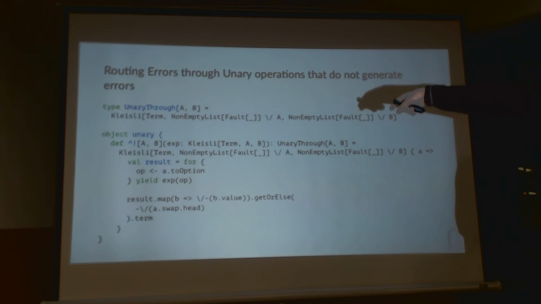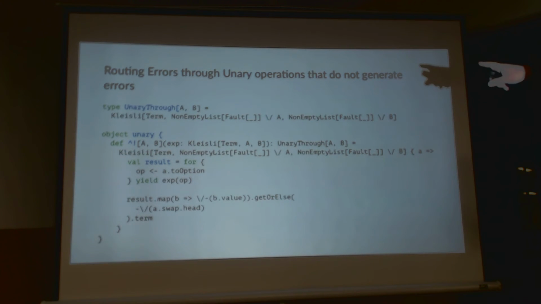So you pass your operation for the library into this function here, exp, Kleisli term A to B. That's your bare function, which doesn't return any errors. And what we're going to do is return a unary through A to B, which is, remember, the version that can have errors coming in or errors coming out. It's our wrapper around our library function. Now we define that by saying, okay, here's our Kleisli, term, non-empty list of false or A, non-empty list of false or B.